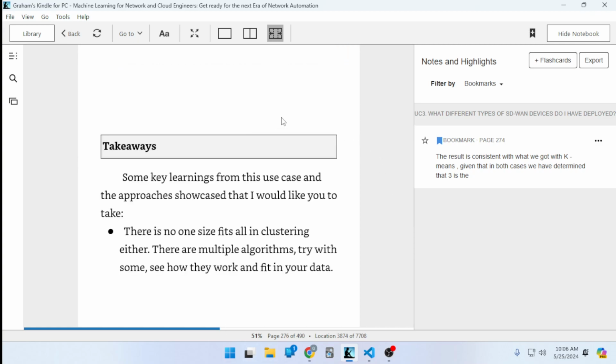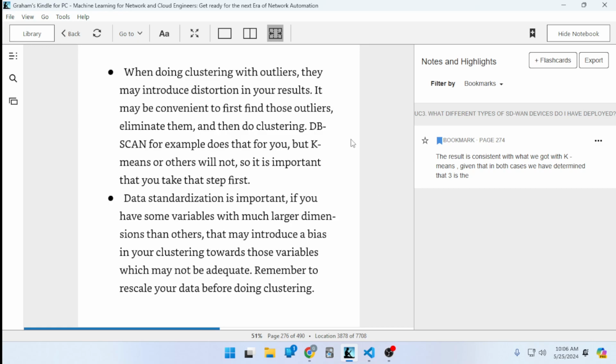Takeaways. Some key learnings from this use case and the approaches showcased that I would like you to take. There is no one-size-fits-all in clustering either. There are multiple algorithms. Try with some, see how they work and fit in your data. When doing clustering with outliers, they may introduce distortion in your results. It may be convenient to first find those outliers, eliminate them, and then do clustering. DBSCAN, for example, does that for you, but k-means or others will not, so it is important that you take that step first.